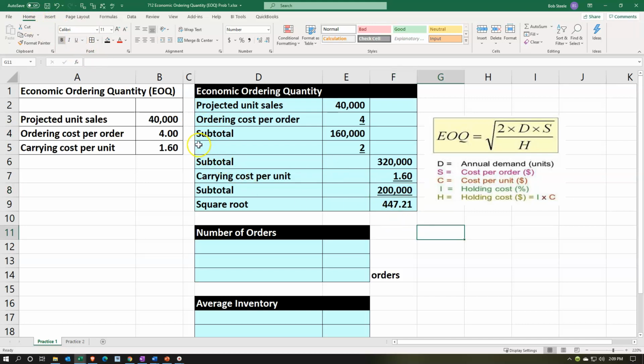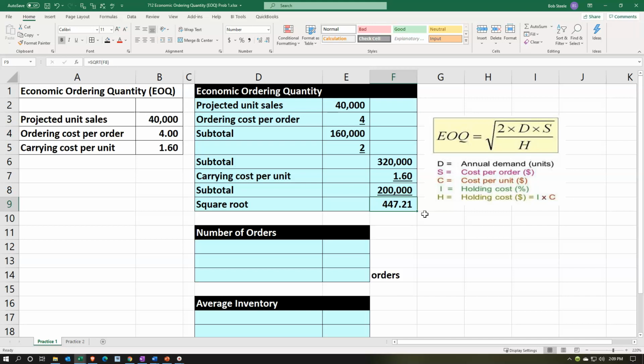So if we were to consider these two factors, the balancing of the 4 and the 1.6, and again, we're making assumptions that these are linear, that this cost is the same over time, and that it's a linear cost. So there are assumptions that we're making, obviously, but you can see it's a nice calculation to give us that number of units that we want to order. So we want to order about 447.21. Obviously, we can't order 0.21, but about 447 units.